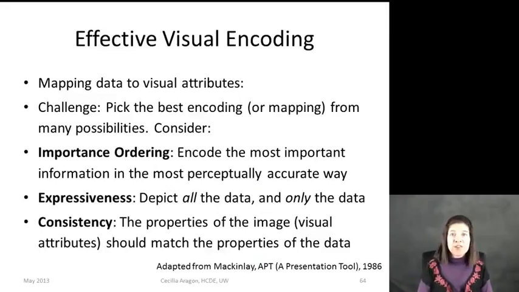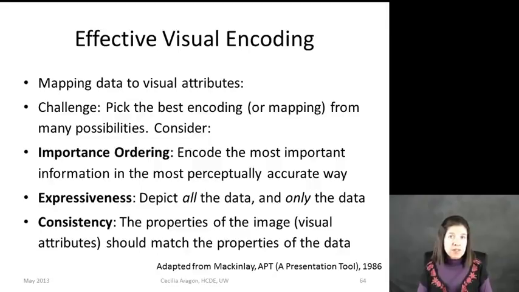We saw earlier that there are different data types, and those can be mapped to a set of visual attributes, and some mappings are better than others. So now we have a challenge. How do we pick the best mapping of all possibilities? In order to do this, we're going to follow three basic principles: importance ordering, expressiveness, and consistency. This was first described by Jock Mackinlay in 1986.